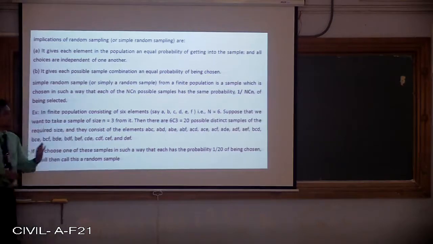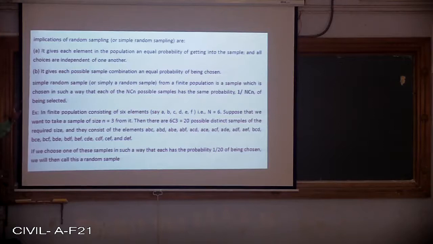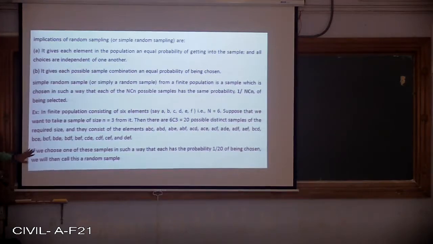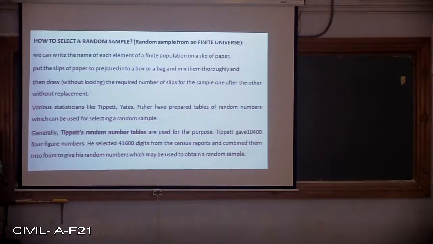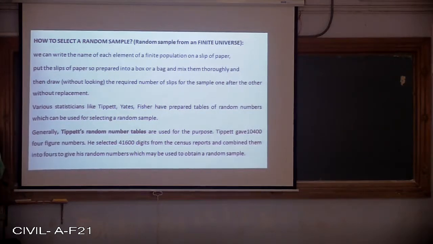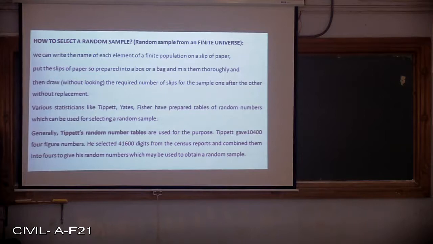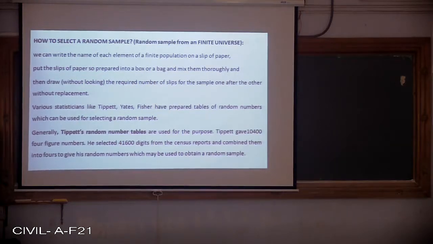20 possible distinctions can be made with 6 elements and 3 sample sizes. If we choose one of these samples in such a way that each has the probability of 1 by 20 of being chosen, then we can call it random sampling. So 1 by 20, each one will play a role, each one will have its own importance. This is one example of how to select a random sample from a finite universe.